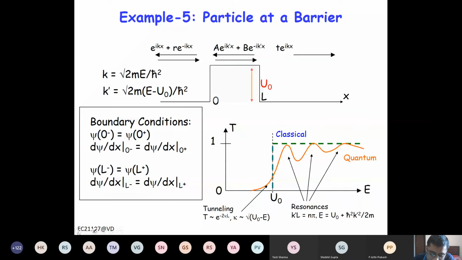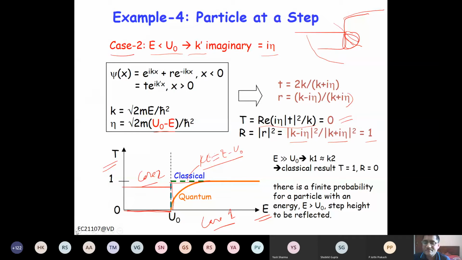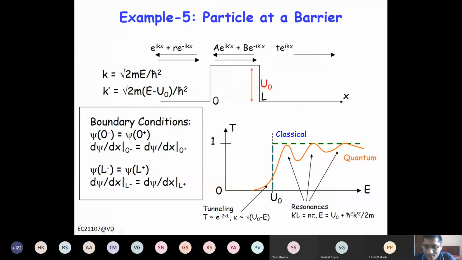Actually, we are going to discuss tunneling, so for tunneling we need to understand this concept. So, particle at a step. Now next is coming particle at a barrier. That means the step is truncated somewhere, so the barrier is from 0 to L. If the decay survives, then you will have a transmitted wave. If the decay does not survive this length, then you will not have a transmitted wave. That's the idea.